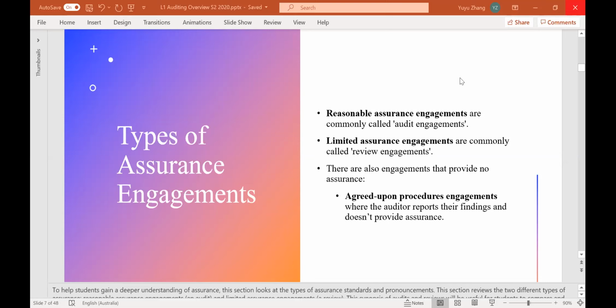Let's just think about examples of different types of assurance engagement. For reasonable assurance, what could be the example? Audit. Audit of financial statements. Usually, each year for the listed companies, ASX requests them to issue the audited financial statement. So in that case, the assurance is provided at the high level, reasonable level. So that is an audit.